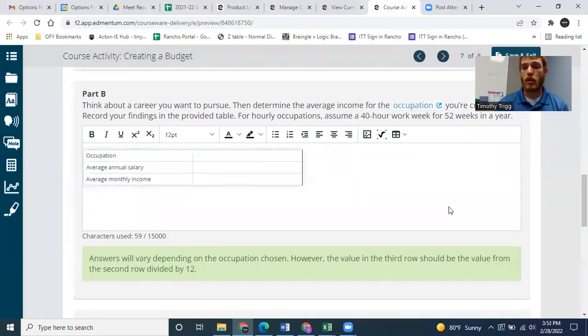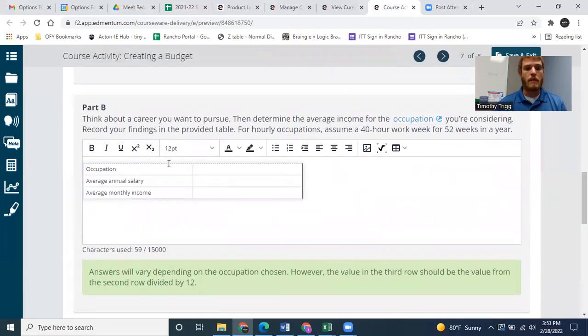Now, part B, this is where you're going to do a little bit on your own, but think about a career you want to pursue, then determine the average income for that occupation you're considering. Record your findings in the provided table. For hourly occupations, assume a 40-hour work week, 52 weeks a year.